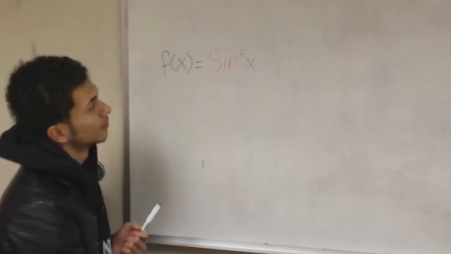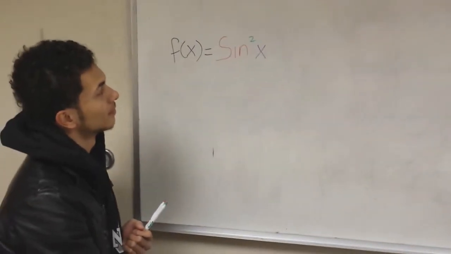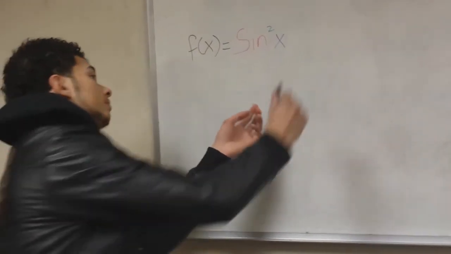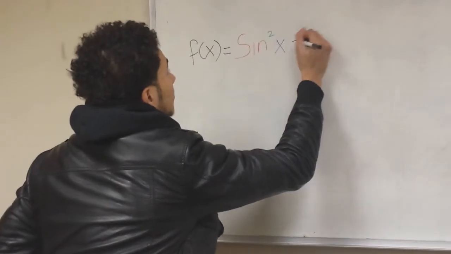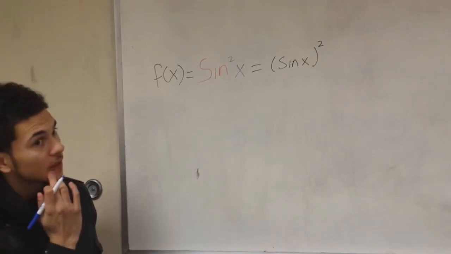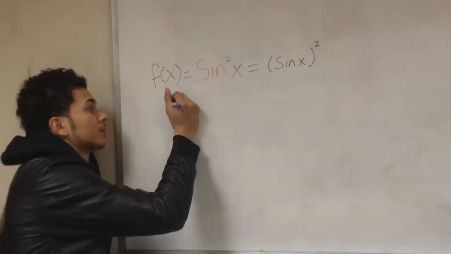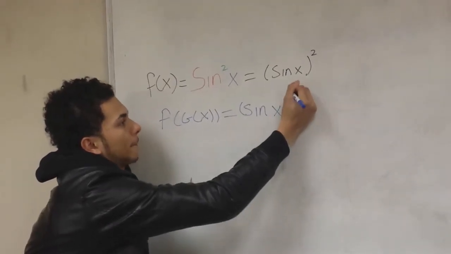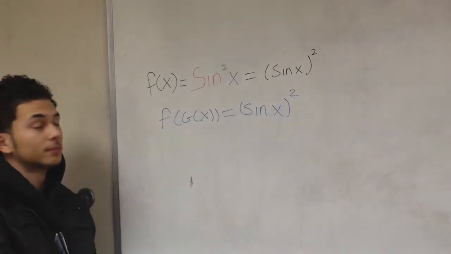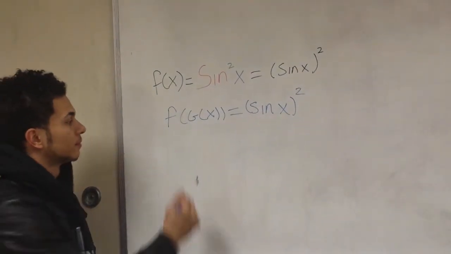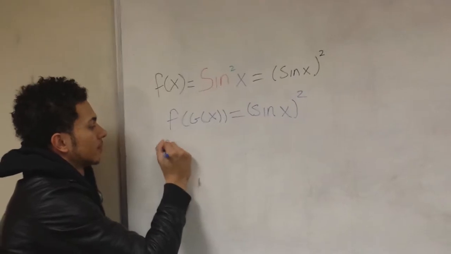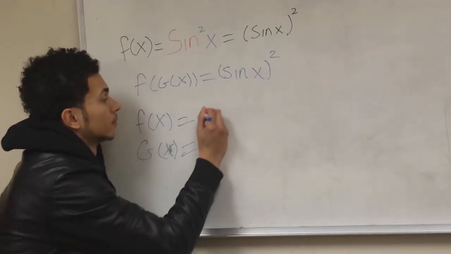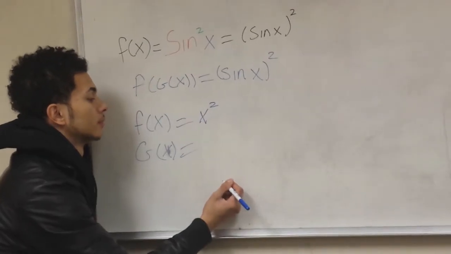We will be wanting to find the derivative of sine squared x. It can also be written as sine x squared in parentheses. Remember that sine x squared equals f of g of x. From there, you will be finding what f of x equals and g of x equals. f of x equals x squared. g of x equals sine x.